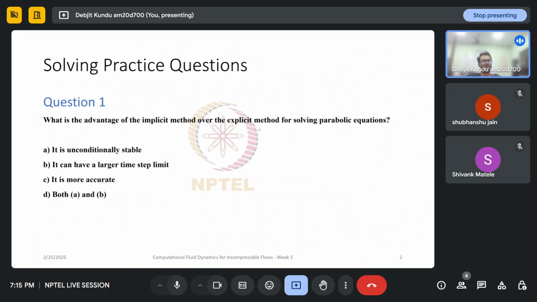So cool. Now coming to my questions. This is question number one of today's session, which is asking what is the advantage of the implicit method over the explicit method for solving parabolic equations? Is it option A, that it is unconditionally stable? Option B, it can have a larger time step limit? Option C, it is more accurate? Or option D, both A and B?